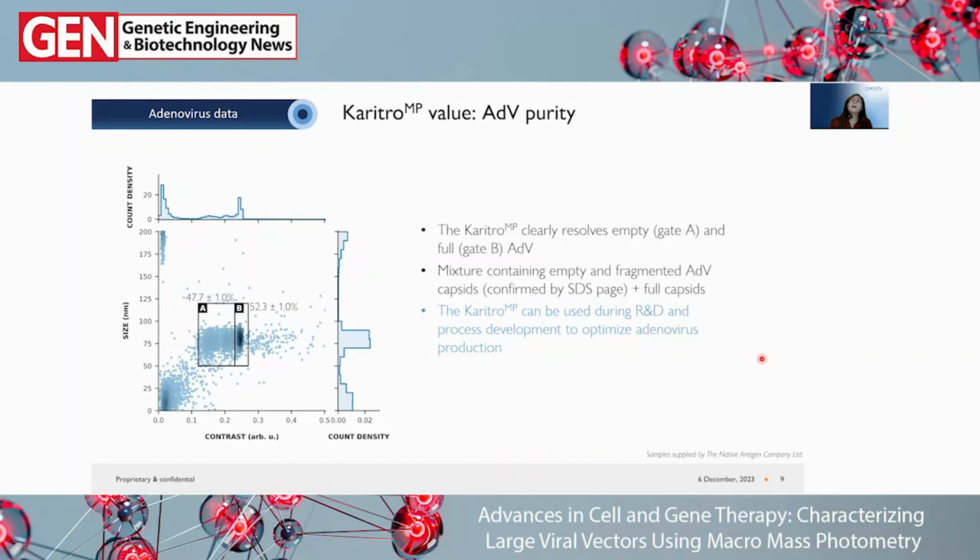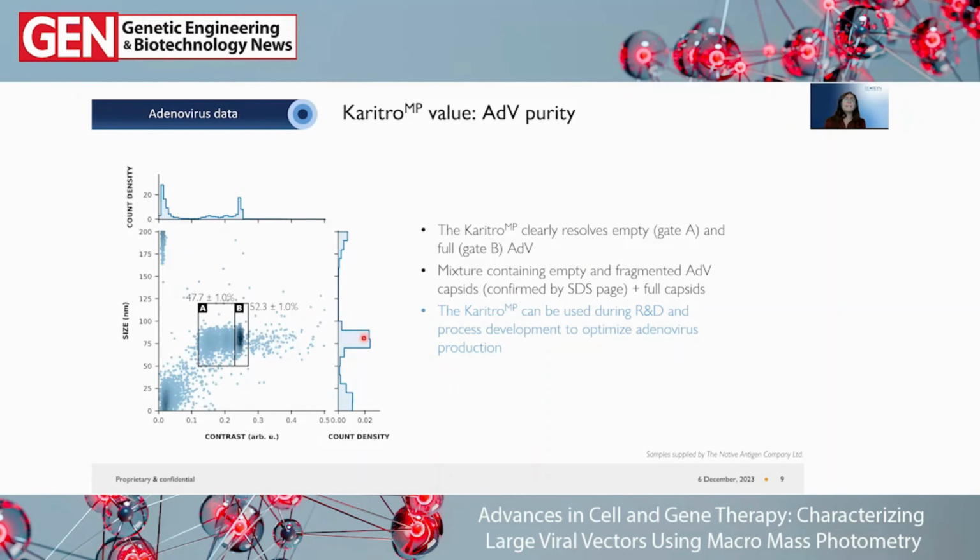I would like now to focus on data on adenoviruses and lentivirus samples. What we are showing here is an example of adenovirus purity measurement. We have a mixture of the chromatographic fraction coming from purification methods, where we have a mixture of the full capsids, represented by the gate B, and the empty and fragmented capsids. The empty capsids are enclosed in the gate A.